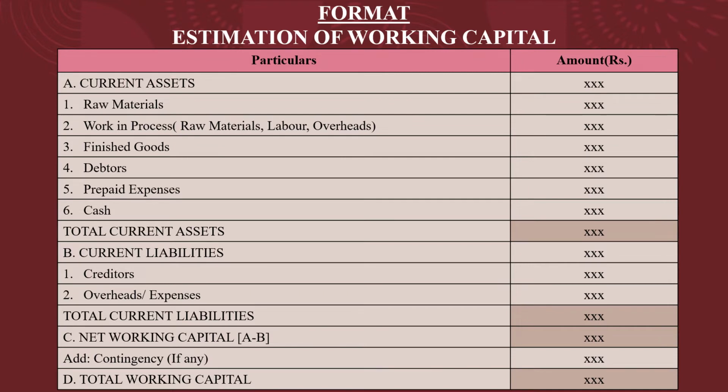And then under the heading current liabilities, there are creditors and overheads or expenses. And all these amounts are calculated for the estimation of working capital.